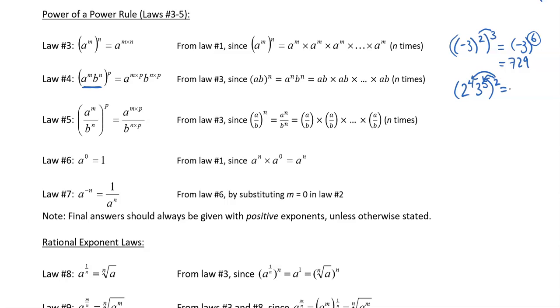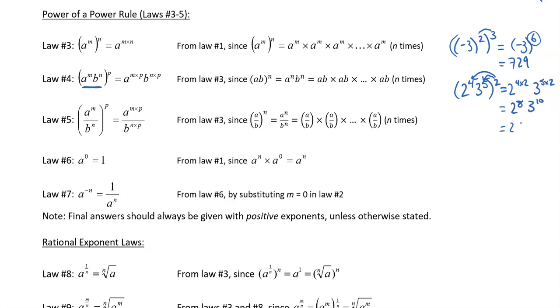So 2 to the power of 4 times 2. I'm going to write this out like this. You don't have to write it like this, but just so you can see it this first time, I'm going to do this. And then 5 times 2. So we can get 2 to the power of 8 times 3 to the power of 10. Now, at that point, that would probably suffice if it didn't say evaluate. But if it does say evaluate, we should evaluate this.